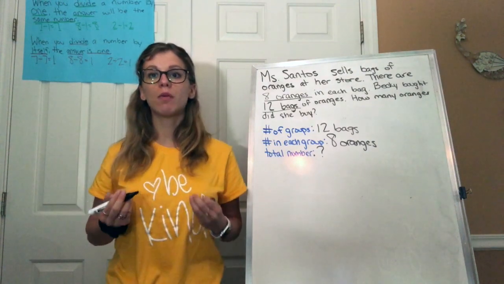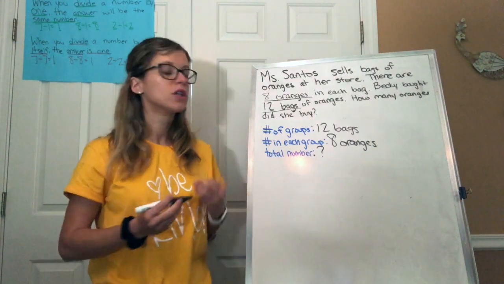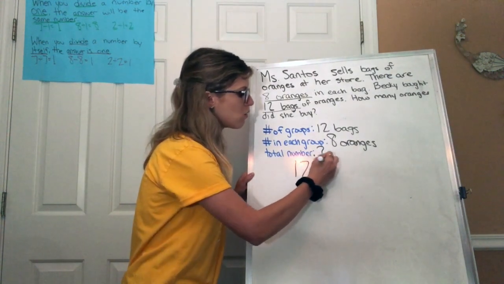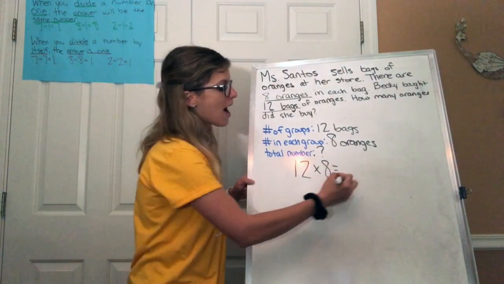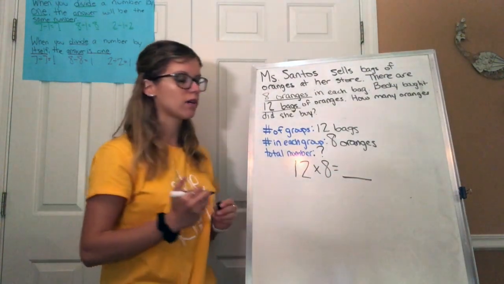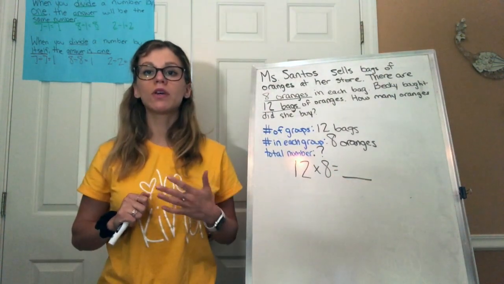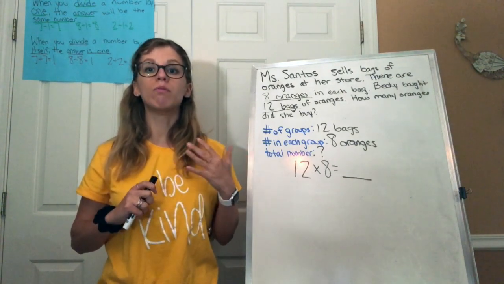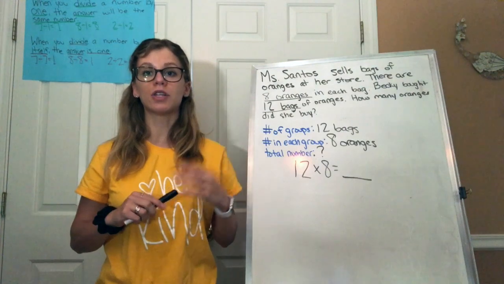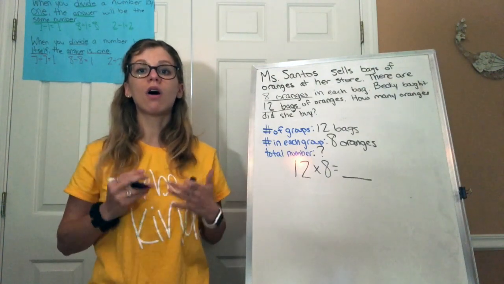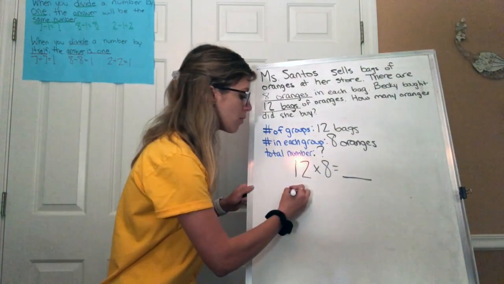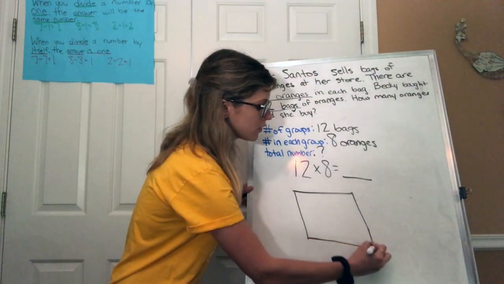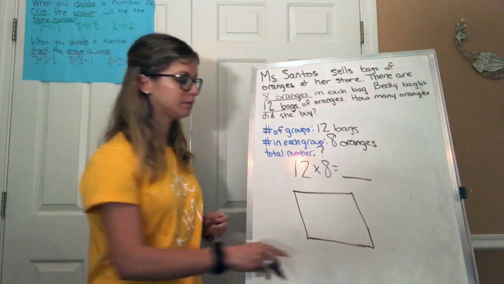To represent this problem, I know that I'm trying to figure out my total. So what I need to figure out is if there's 12 bags and 8 oranges in each bag, how many oranges did she buy altogether? And what we've been doing is we've been going over how can we use arrays to help us solve multiplication problems with more than one digit numbers. So what I'm going to do is draw a picture of a box. And I'm going to make this rectangle my array.